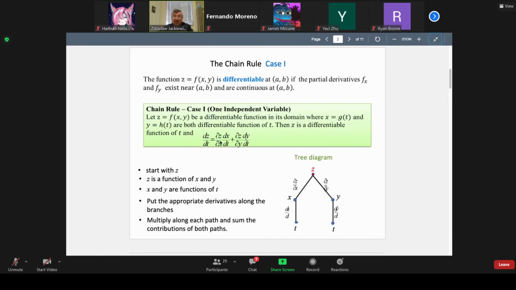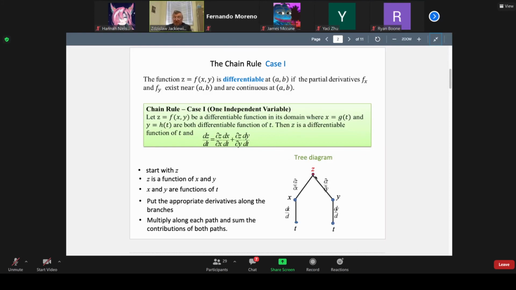Here is a tree diagram, some symbolic picture. Something is messed up here; you don't see this kind of word. So here is variable z, the nodes are x and y, and here is t. Now to compute the total derivative, dz over dt, you go this way, plus you go this way. So that's a symbolic picture.